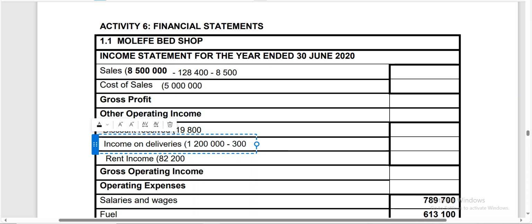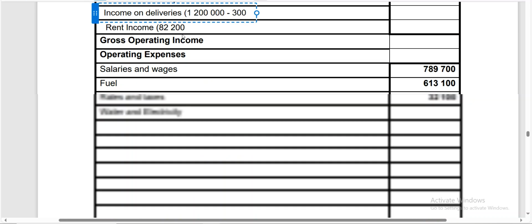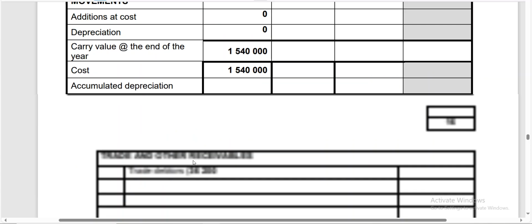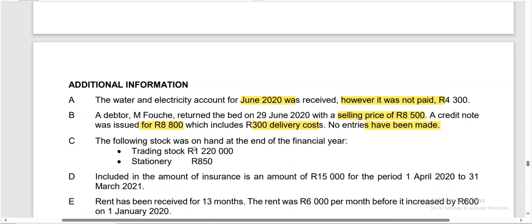Okay, now we have dealt with this, but we must also go to our balance sheet and also show the effects of that transaction. So when we go there, we're going to say under trade debtors, from this, remember, we're going to subtract 8,500, and then we are also going to subtract the 300 for the transport because we gave that person a refund. Now when you do this, you must also think that cost of sales was affected, so you must deal with the effects on cost of sales.